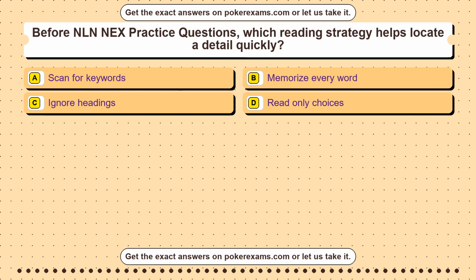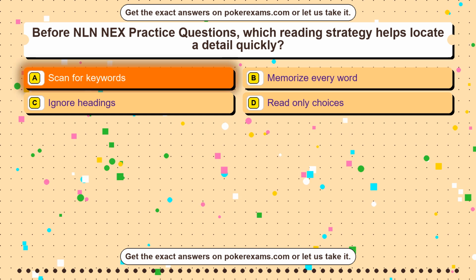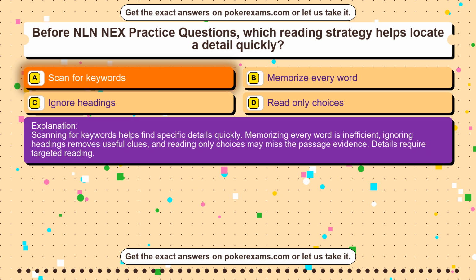Question 5. Before GED physical science practice, which force pulls objects toward Earth? Option A, gravity. Option B, friction. Option C, magnetism. Option D, static electricity. The correct answer is option A. Scan for keywords. Gravity pulls objects toward Earth. Friction resists motion, magnetism acts between magnetic materials, and static electricity involves electric charges. The downward pull clue identifies gravity.